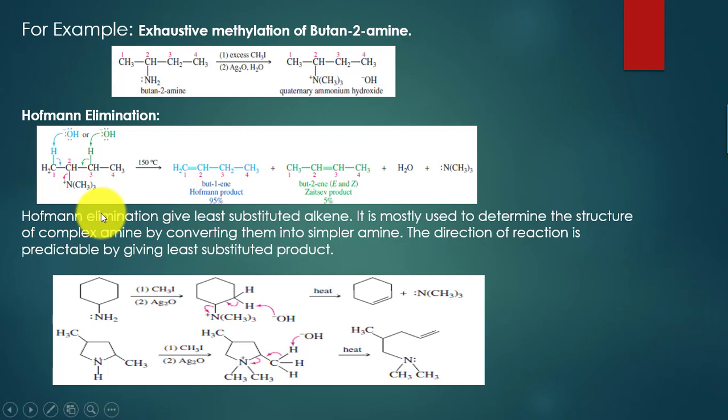So we say that the Hofmann elimination gives the Hofmann product as the major product, and this reaction can easily be used in order to find out the structure of complex amines by converting them into simpler amines, and we can easily predict the direction of the reaction.